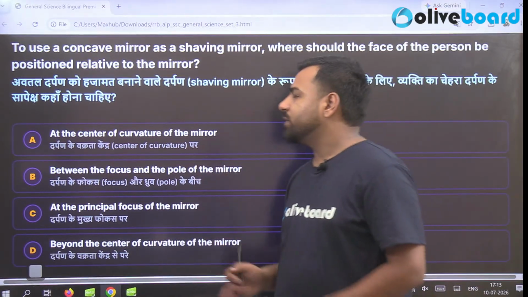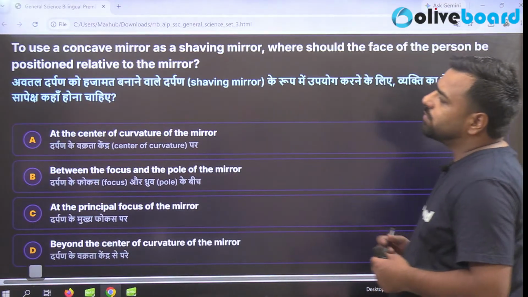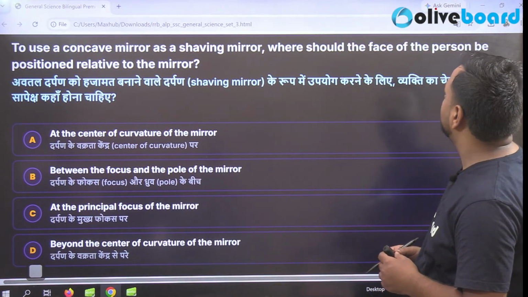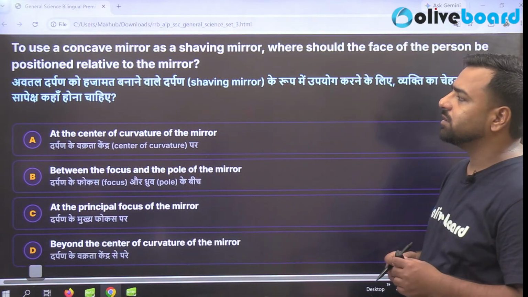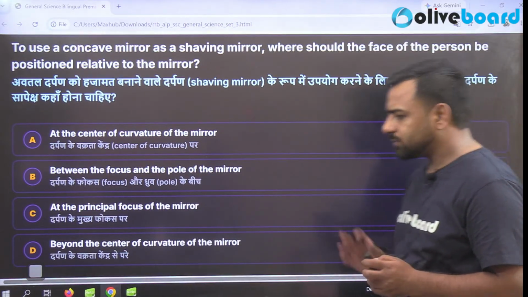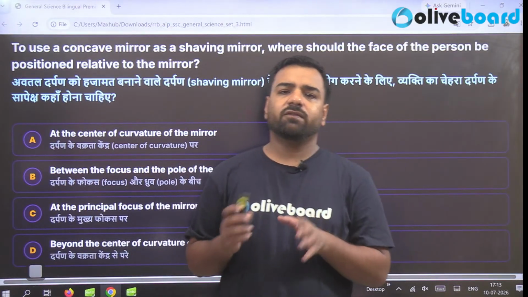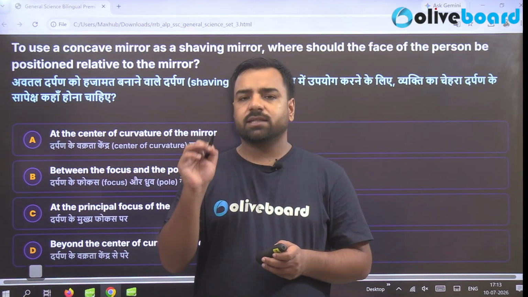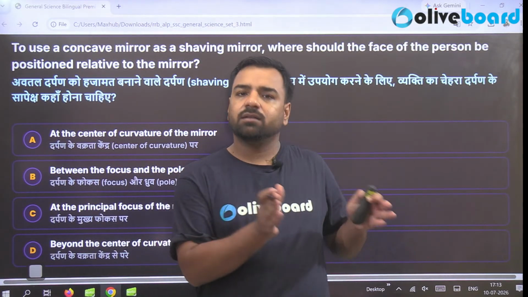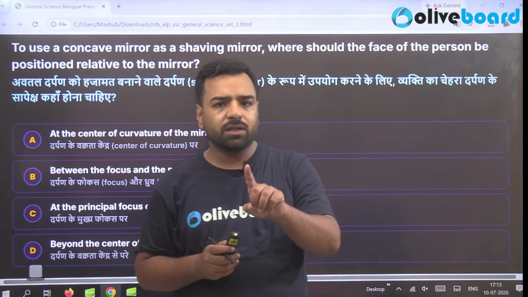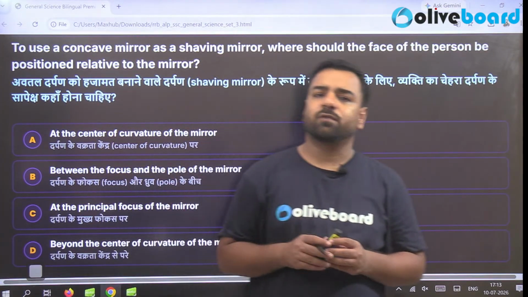So the first question is here: to use a concave mirror as a shaving mirror, where should the face of the person be positioned relative to the mirror? Now guys, as we discussed in the past class, that is yesterday, I have already given you the trick. Convex helps in decreasing the size of the image. The best example will be rear view mirrors and the side mirrors of your vehicles.